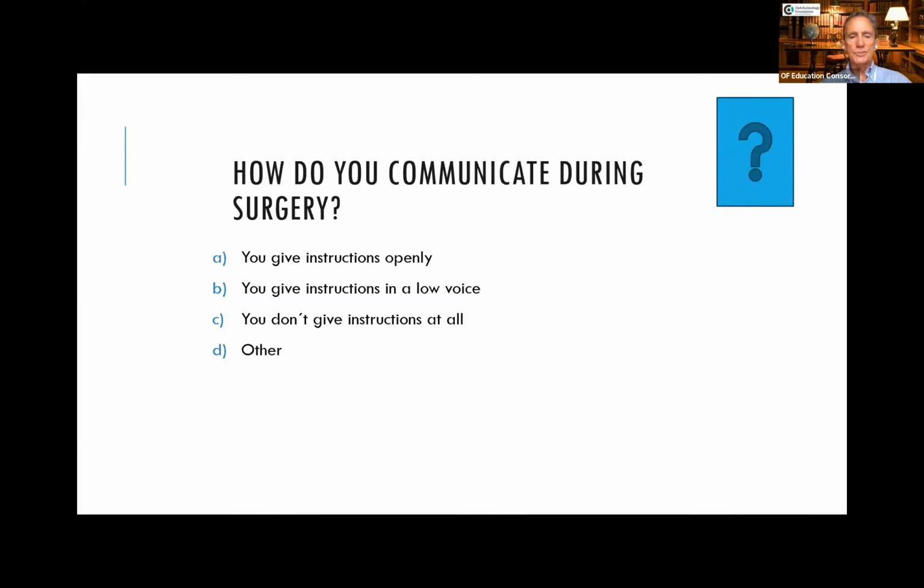So many give instructions, most of you give instructions in a low voice. Some of you give instructions openly, and this could be okay. It doesn't mean that giving instructions openly is bad, but your patient should be prepared for this. You don't give instructions at all, well, that is another way to go, and other. Will those who answered other like to give what are the options I left out? Do that in the Q&A, and if something comes up, I will read it in a moment.